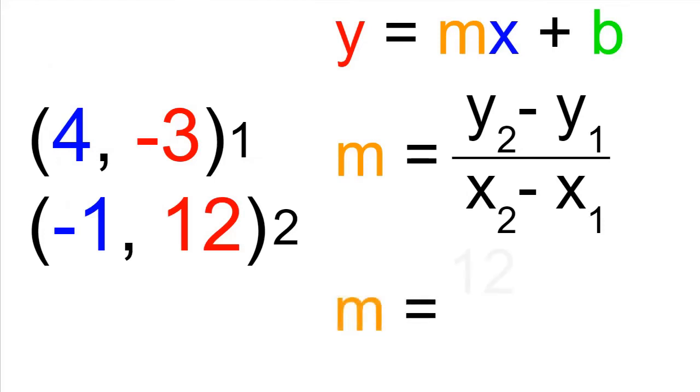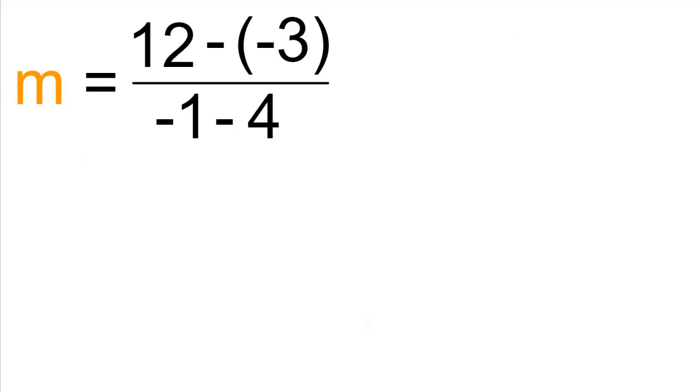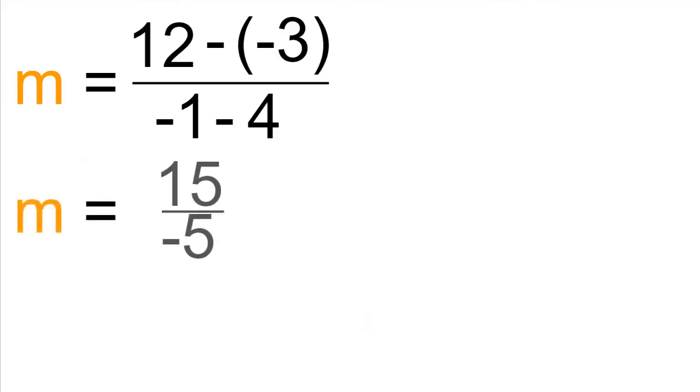So y2 is 12, and we're subtracting this by y1. So we look at our first point, 4, -3, and we look at the y coordinate, -3. So we're subtracting it by -3. And we do the same thing for the x's. So the x2 would be -1, and we're subtracting this by x1, which is 4. So now that we have this, we simply evaluate it. So 12 minus -3 is 15, and -1 minus 4 is -5. So our slope is -3.